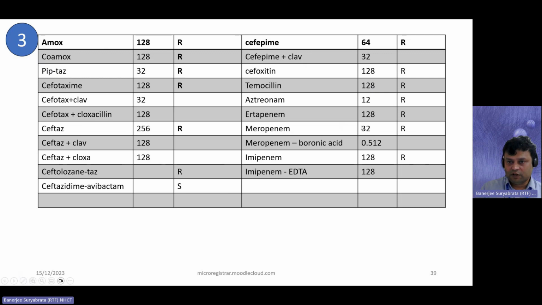Ertapenem 128, meropenem 32, so that could be because of a porin loss, so it could be class A with porin loss. And there is synergy with meropenem boronic acid, which is suggestive of class A. There is no synergy with imipenem EDTA, so this is not class B. And this ceftolozane tazobactam, ceftazidime avibactam is confirming to us that it is class A. So this is class A plus porin loss.